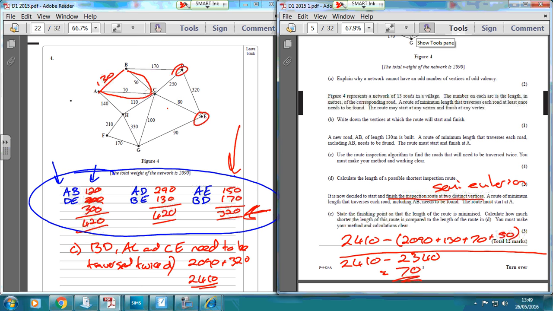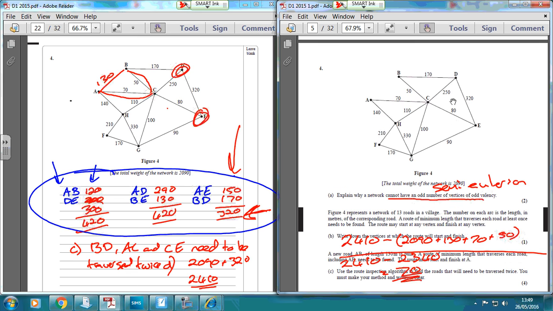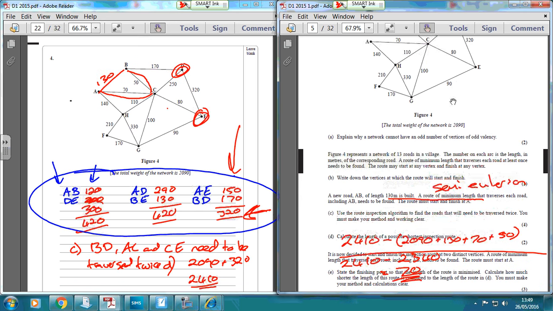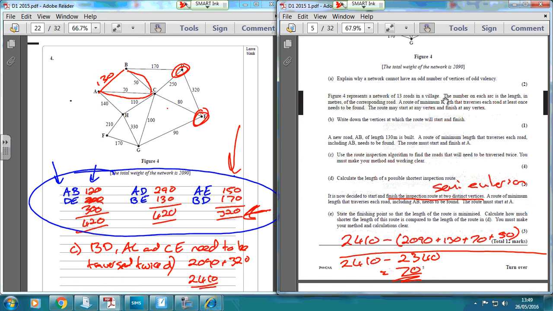So we've started at D and ended at E, so we don't need to traverse D to E. The only thing we need to do is traverse A to B. So by doing A to B, we've made it semi-Eulerian. So therefore, we're going to save ourselves 70, whatever the units are, 70 meters, 70 miles. And that's it, that's all we have to do for that one.